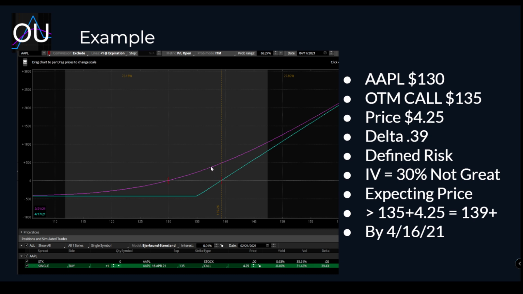So the difference between the magenta and the cyan is really the VIG, the premium that the option seller can collect from you, or the premium that you can actually end up having as intrinsic value once the price gets above your strike plus the option premium you paid for it. So it becomes intrinsically valuable, meaning delta will be greater than 0.5 once it goes above your strike plus your premium.